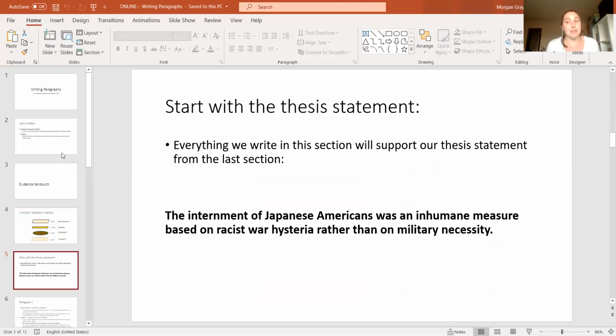So we're going to start with a thesis statement. If you watched the last video, you know that we're starting with a basic prompt about Japanese internment camps. And this is our sample thesis statement. The internment of Japanese Americans was an inhumane measure based on racist war hysteria rather than on military necessity. So, as I promised, each part of this example is going to go back to that essay prompt.